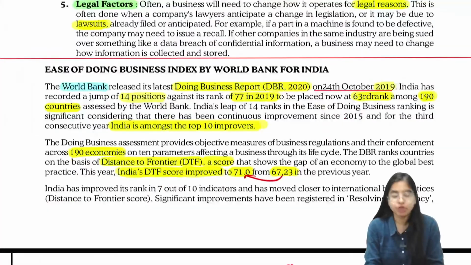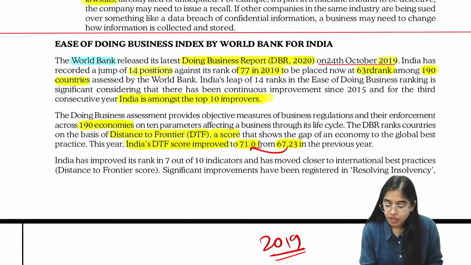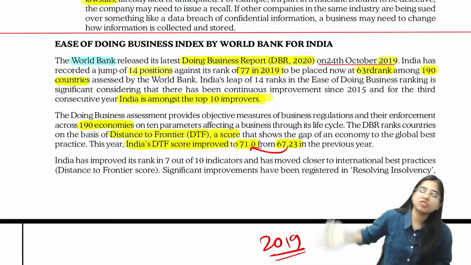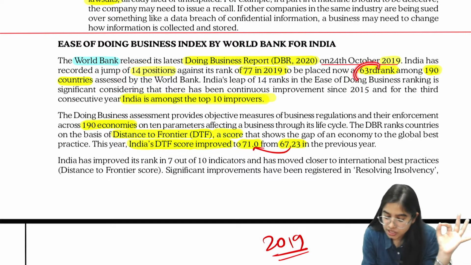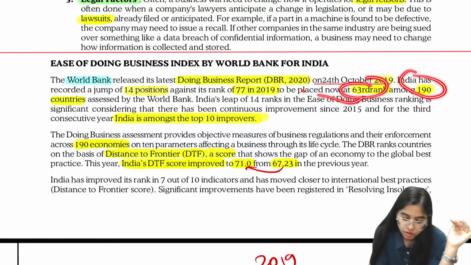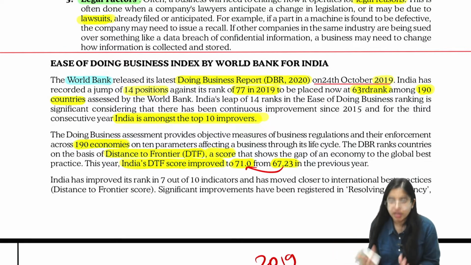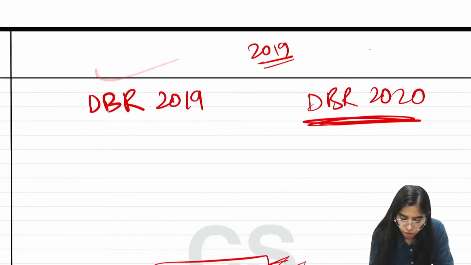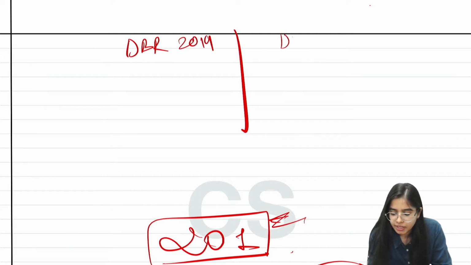So this is what I wanted to tell you about DBR. Now coming to the book, World Bank releases the Doing Business Report 2020, which was released in 2019. DBR is released 1 year before. In DBR 2020, India jumped 14 positions from 77th rank to 63rd rank among a total of 190 countries. Total 190 countries are there according to World Bank. And among those 190 countries, you can make a small chart here in your copy, DBR 2019 and DBR 2020.